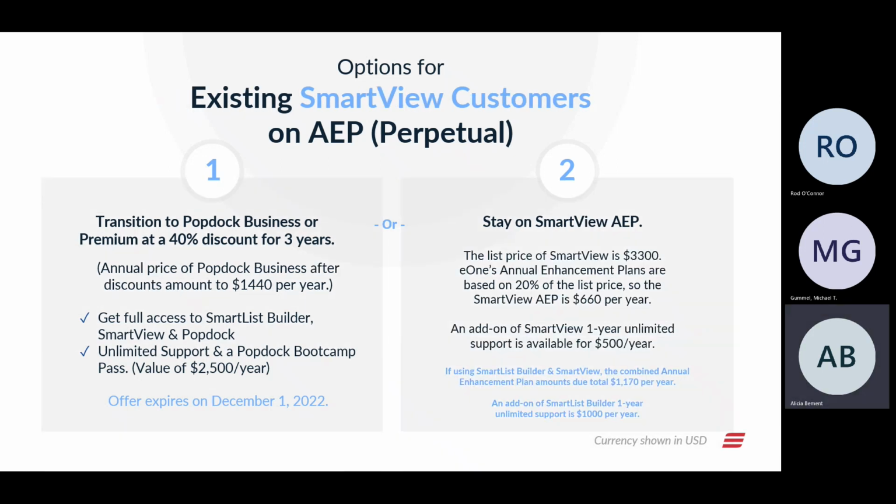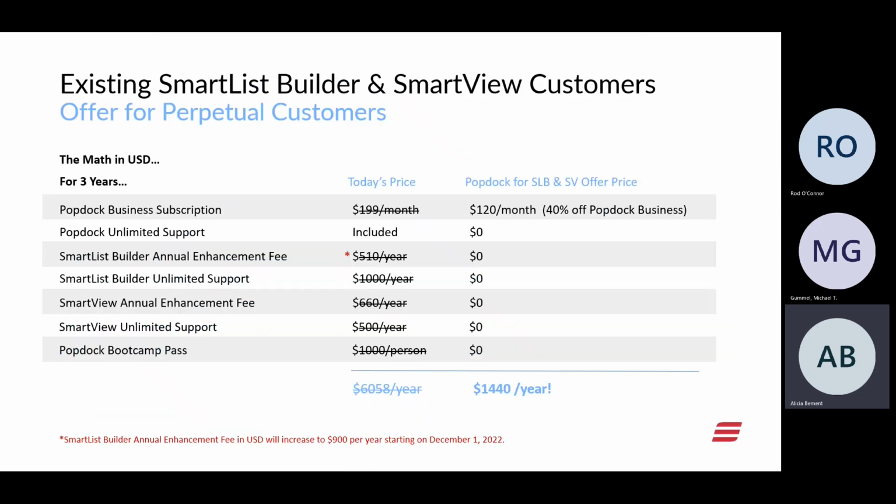The same offer applies for existing SmartView customers. Once again, you get a 40% discount for 3 years, all of those products included. If you want to stay in SmartView AEP, your perpetual maintenance, that price is not increasing. So there are 3 different scenarios where you can take advantage of that 40% discount. 1, if you currently own Smart List Builder. 2, if you currently own SmartView, or 3, if you currently own SmartView and Smart List Builder. In any of those combinations, you can take advantage of that 40% discount.